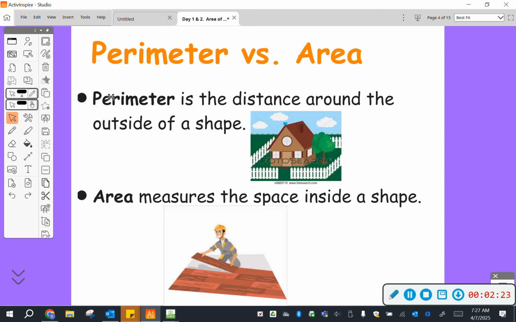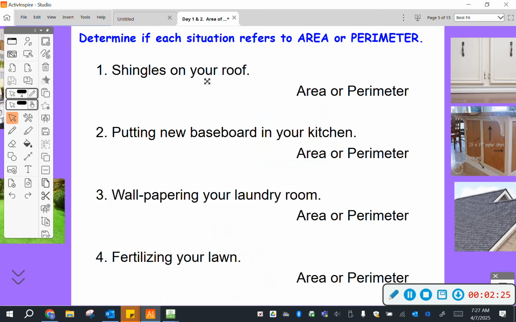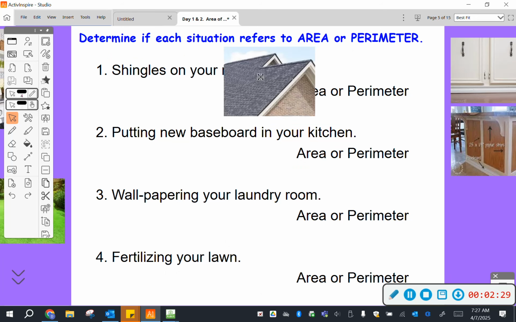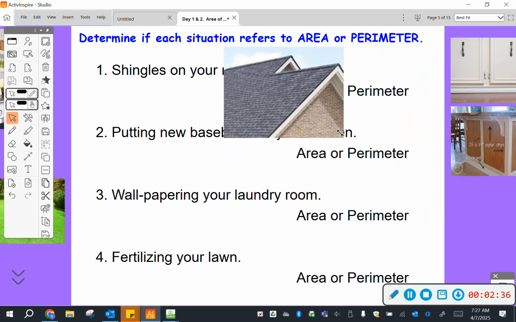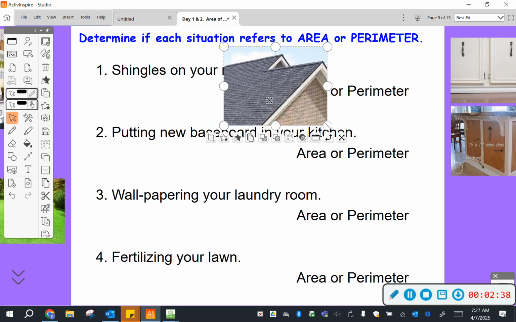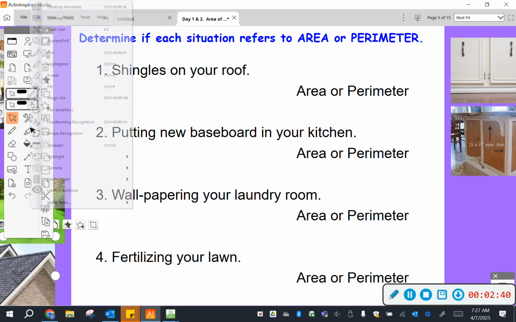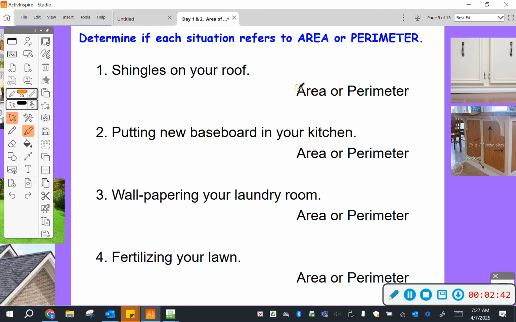All right? So, could you tell me, do y'all know what shingles on a roof are? The little things, these things right here? Yeah. Those are shingles. Is that covering the perimeter or is that covering the area? The area. Shingles on a roof are area. That is area because it's covering the whole roof.